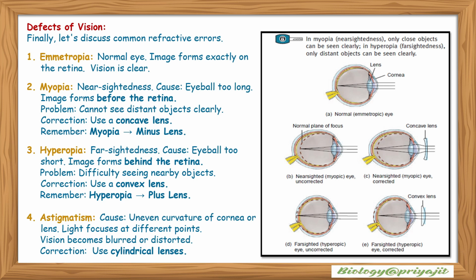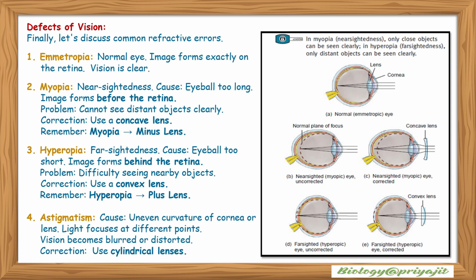Hyperopia, also known as far-sightedness. Cause: the eyeball is too short, the image forms behind the retina. The problem is difficulty seeing nearby objects. Correction uses a convex lens. Hyperopia indicates the plus lens.